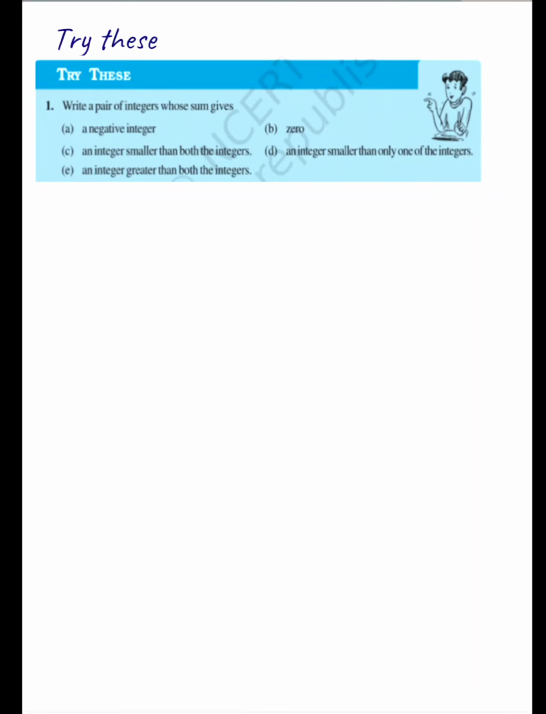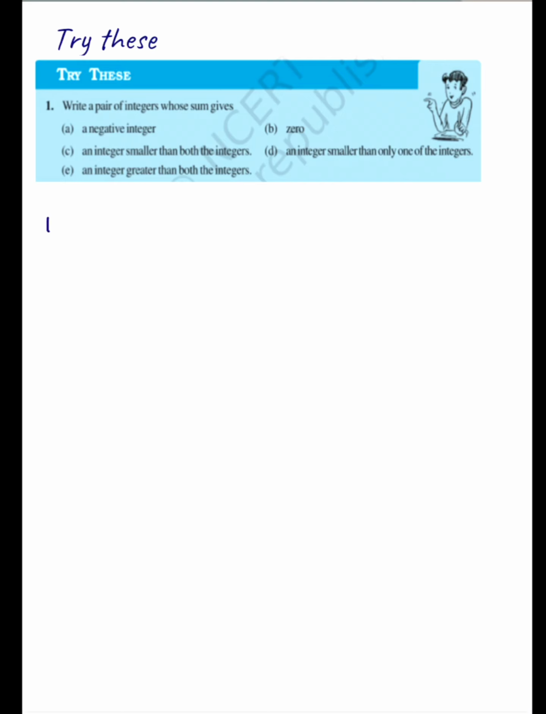Now let's discuss the questions on page number 4 under the heading Try This in your first chapter, Integers. The first question is: write a pair of integers whose sum gives a negative integer. Okay, what's the meaning of that? We need to find two integers such that when we add them, the answer will be a negative integer. You can give any example.